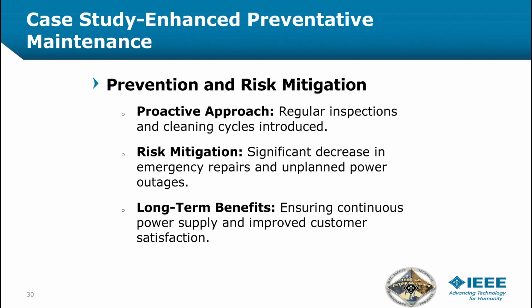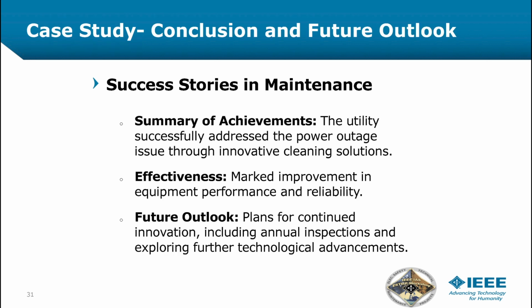Proactive approach, regular inspections and cleaning cycles, which was introduced. Risk mitigation significantly decreases the emergency repairs and unplanned power outages. Long-term benefits, it ensured continuous power supply and improved customer satisfaction. Success stories in maintenance. A summary of achievements. The utility successfully addressed the power outage issues through an innovative cleaning solution. Its effectiveness, marked improvement in the equipment performance and reliability.